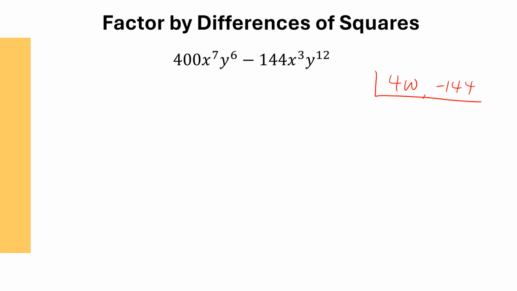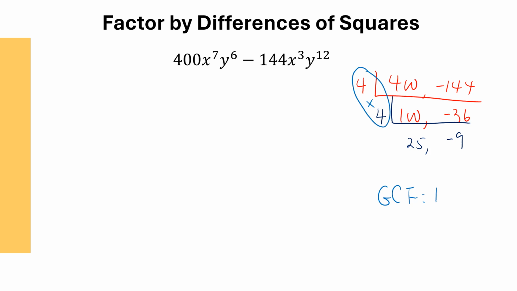A number that can go into 400 and negative 144, I'm going to start with 4, because 4 can go into 400 100 times, and 4 can go into negative 144 negative 36 times. And I can break these two numbers down even more by another 4, because 100 divided by 4 is 25 and negative 36 divided by 4 is negative 9. And there's no number that can go into 25 and negative 9 evenly, so my GCF for this problem is going to be 4 times 4, which is 16.